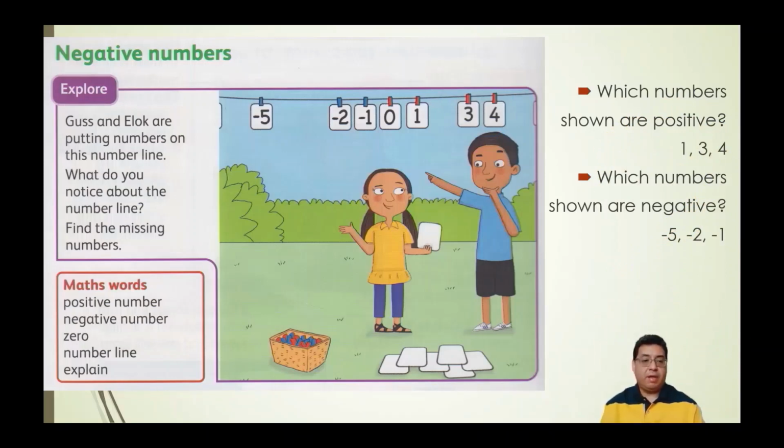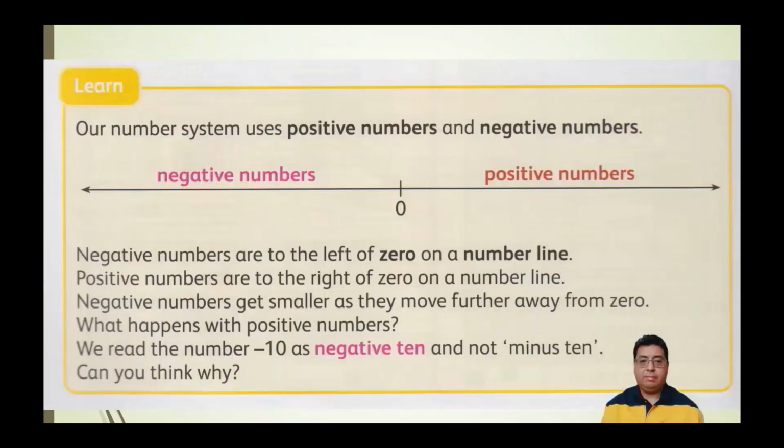Now, the math words you see on the bottom here, positive number, negative number, 0, number line, and explain, we're going to look at more closely in some more context. Let's go ahead and take a look at another example now.